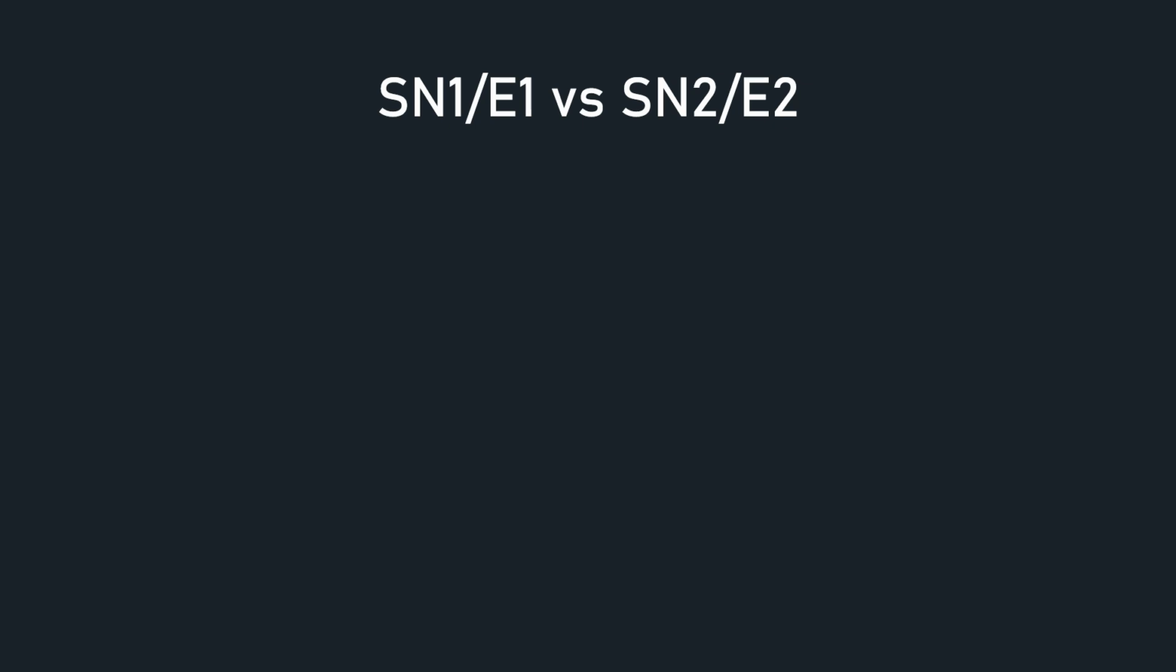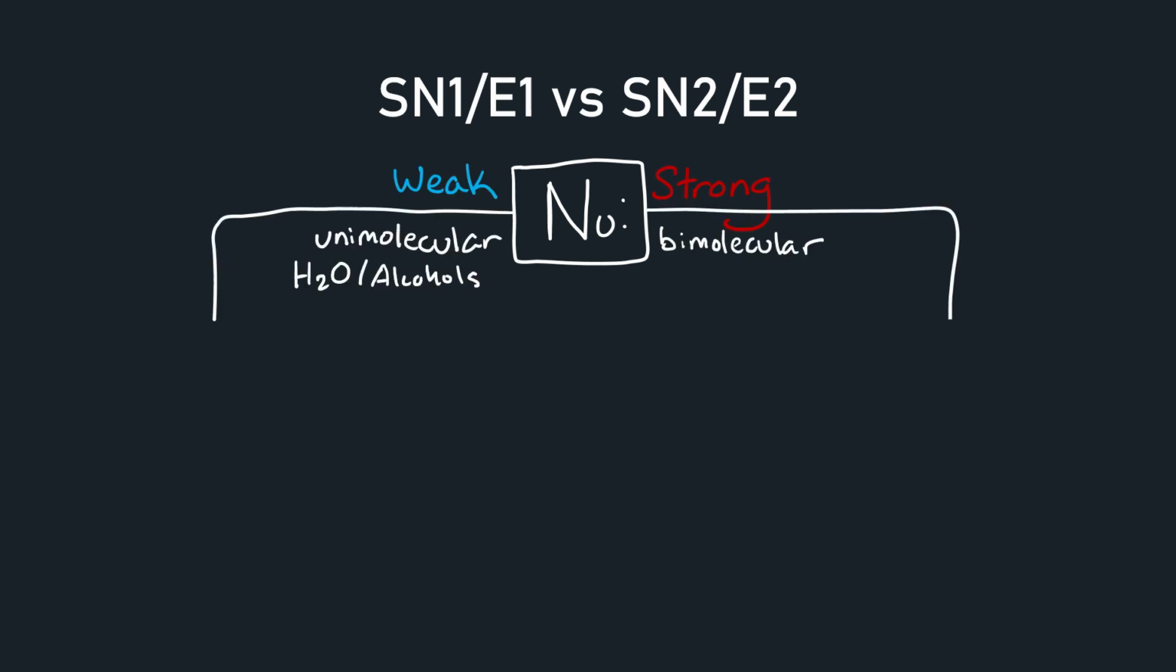Now we're going to ask the question of what to do if we need to choose between SN1, E1, SN2, or E2 reactions. And we're going to go through a little flowchart to describe this. So we start with our nucleophile. The first thing we're going to be looking at is whether this nucleophile is strong or weak. A strong nucleophile will prefer a bimolecular reaction, while a weak one will prefer unimolecular. Weak nucleophiles tend to be water and alcohols, but you might see a few other ones. So strong bimolecular nucleophiles will favor SN2 or E2 reactions, while weak unimolecular nucleophiles will favor SN1 or E1 reactions.